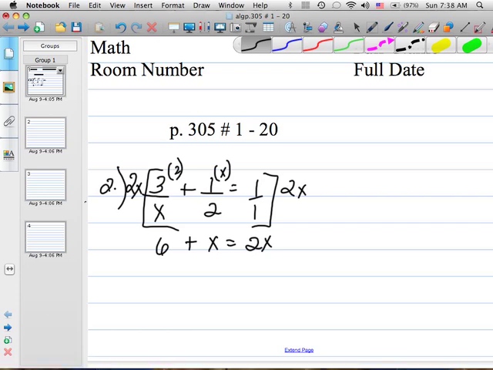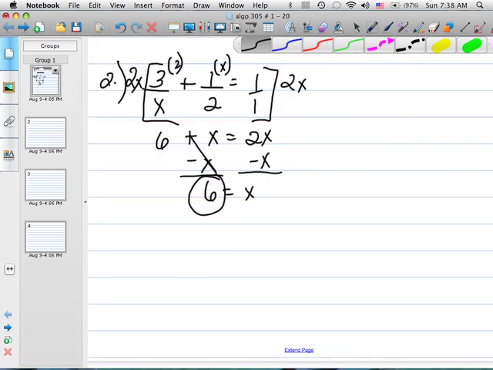First step is to get the variable on one side. Since everything's simplified, I'm going to subtract the x from both sides because the 2x is already on one side. So 6 equals x. And you can check that. 3 over 6 is 1/2. 1/2 plus 1/2 makes 1.